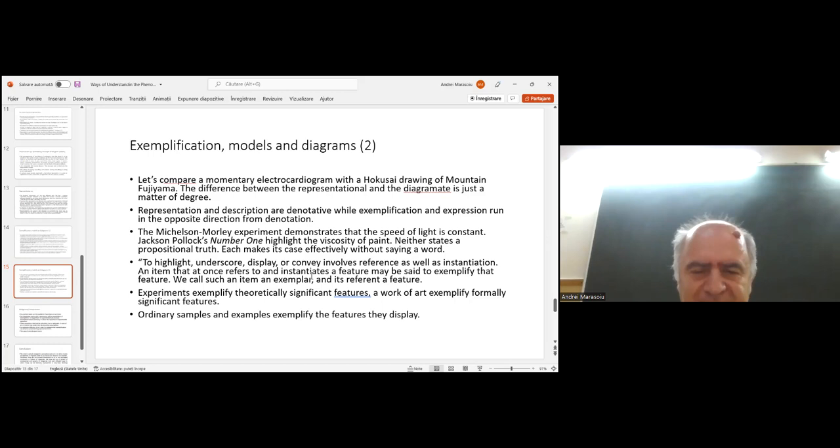So we don't have to say something about them. It's enough to make the experience, to make that Michelson-Morley experiment to understand the natural phenomena, or just to see the painting to understand the viscosity. So this means that experiments exemplify theoretically significant features. A work of art exemplifies formally significant features. This is the difference between the two.